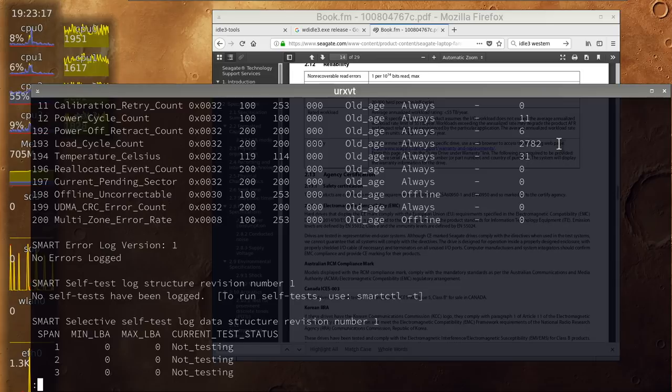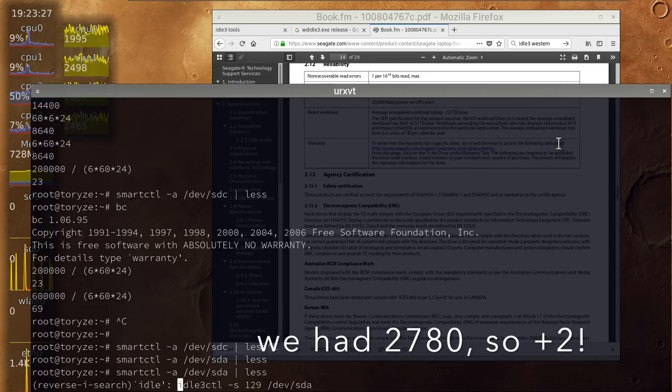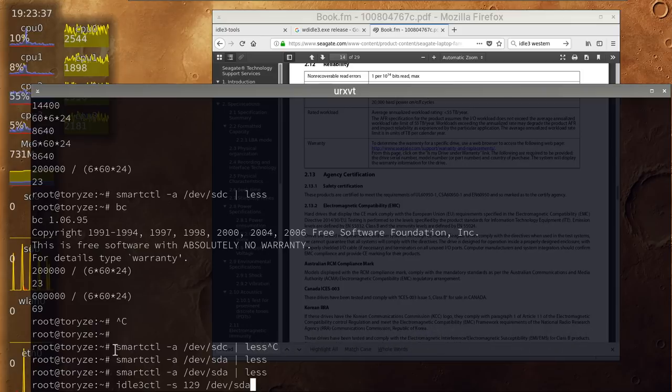So, 2782. This may have been what we had earlier. So this on Linux is voluntarily created by an open source contributor, Idle 3 Control. I think I ran this S129 for maybe the longest time or something. Maybe this was 3 minutes or so.